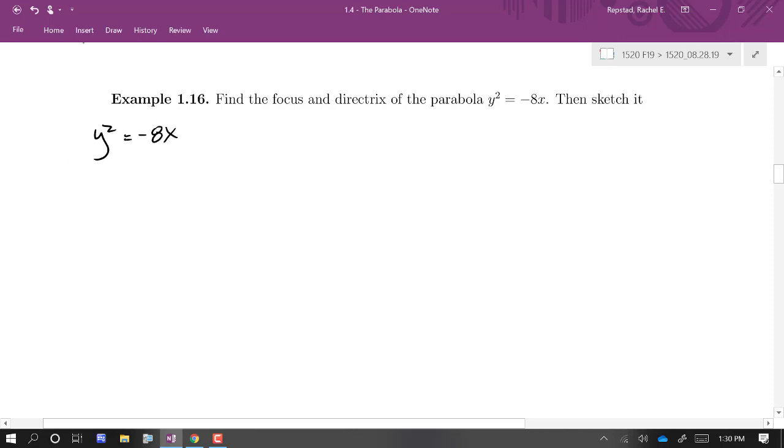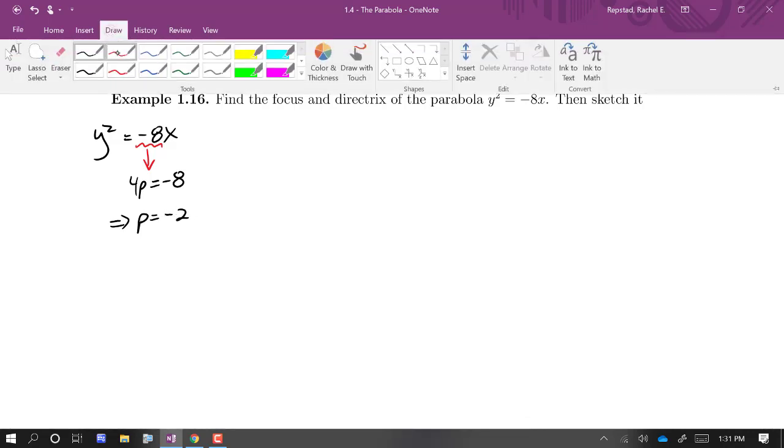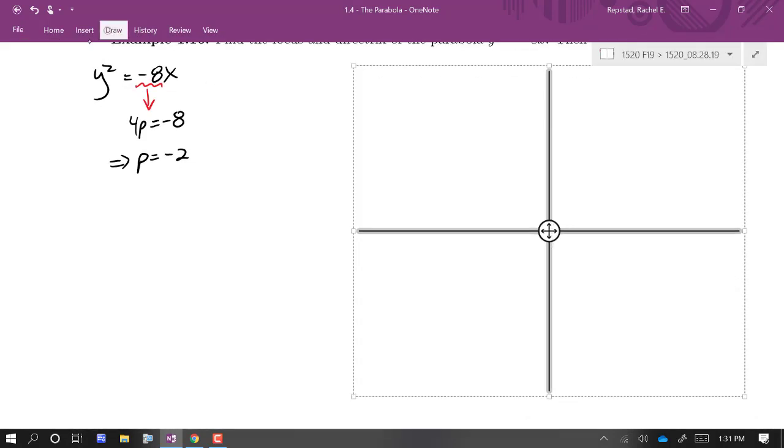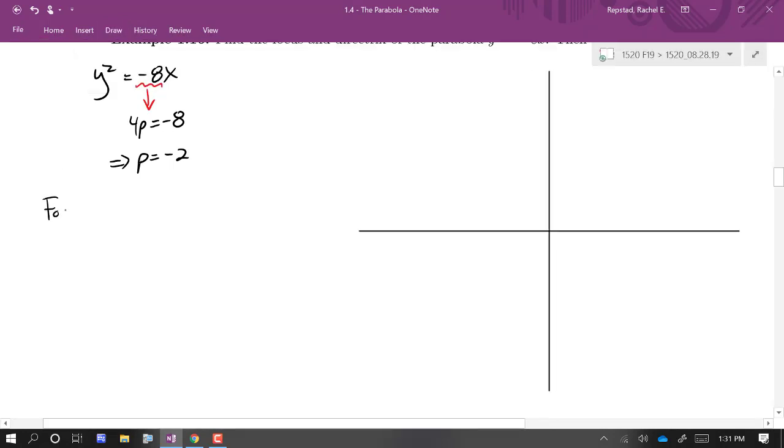That means that... So 4p is negative 8, which means p is negative 2. So that means the focus has coordinates negative 2, 0. What about the directrix? x equals 2. Good. It's the equation of a line, so x equals.